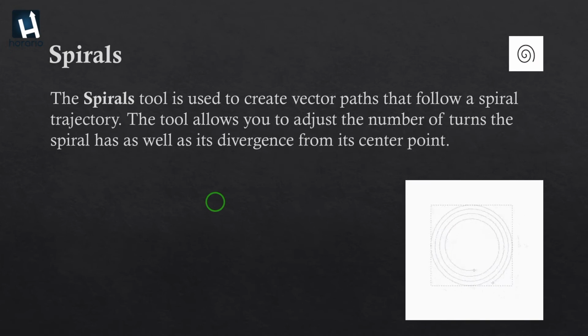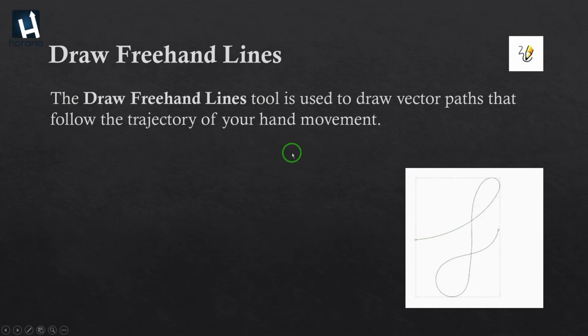It is spirals. The spiral tool is used to create a vector path that follows a spiral trajectory. The tool allows you to adjust the number of turns the spiral has, as well as its divergence from its center point. Okay, let us go to our next tool.